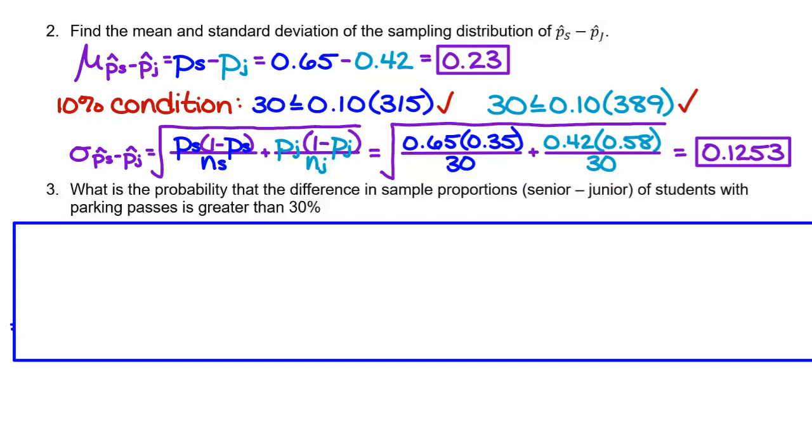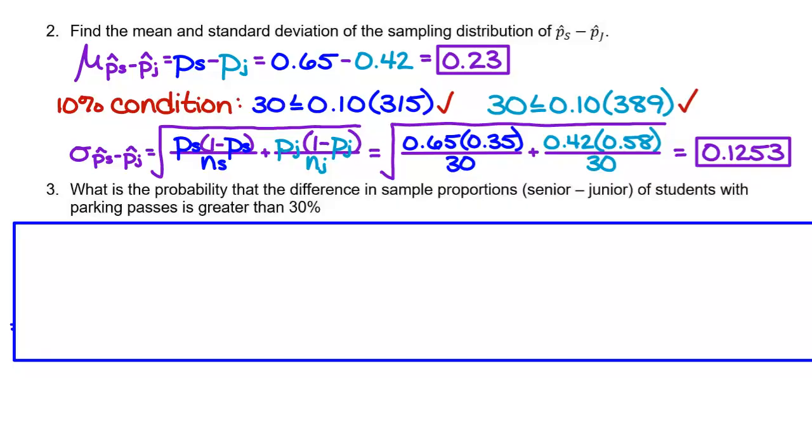So number 3, what is the probability that the difference in sampling proportions, senior minus junior, of students with parking passes is greater than 30%? How did we say this was distributed? Normally. So you're going to start with your picture. And we have our mean right here, 0.23. We have our standard deviation, 0.1253.